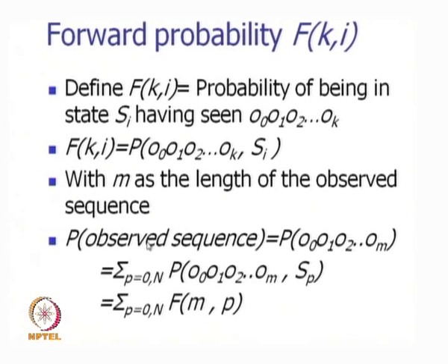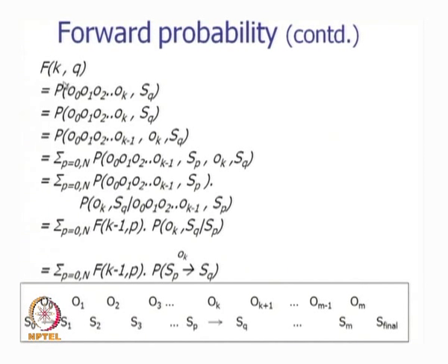So, one can write the probability of the observed sequence as P(O 0, O 1, O 2 up to O m), which is equal to the sum over p from 0 to n, with S p the state introduced. This is marginalization, and it can be written as the sum of forward probabilities f m comma p, with p varying from 0 to n. Then we also found a method to compute the forward probability recursively from its definition itself.